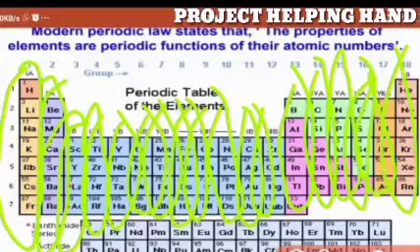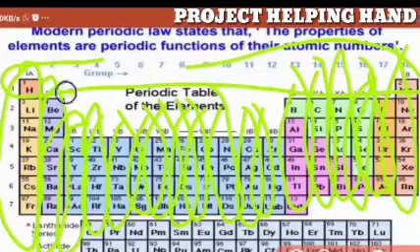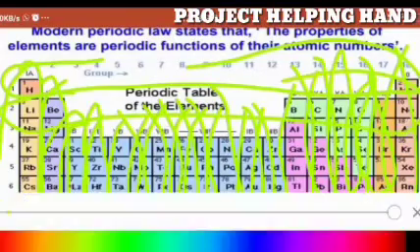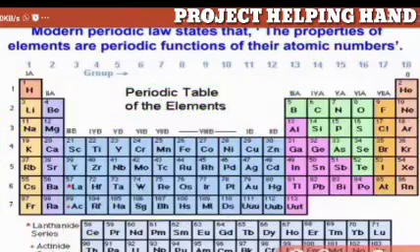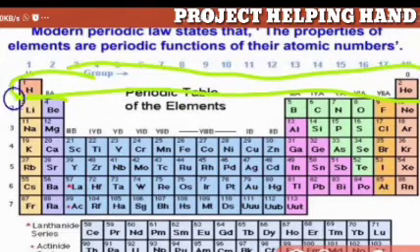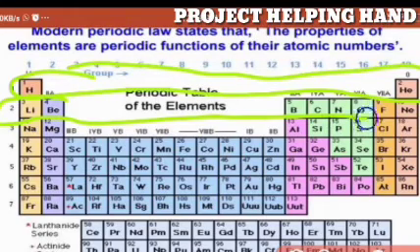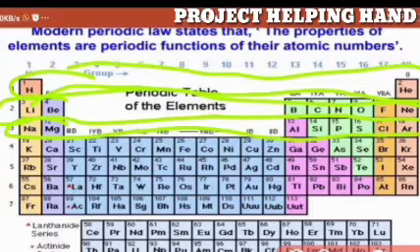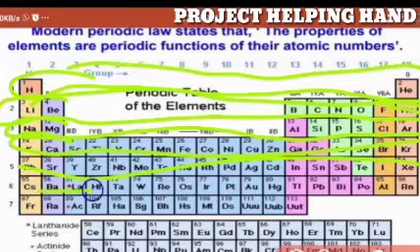And what do we mean by a period? A period is horizontal. Horizontal means going this side. This is a period, and this is a period. These lines which go horizontally are the periods.